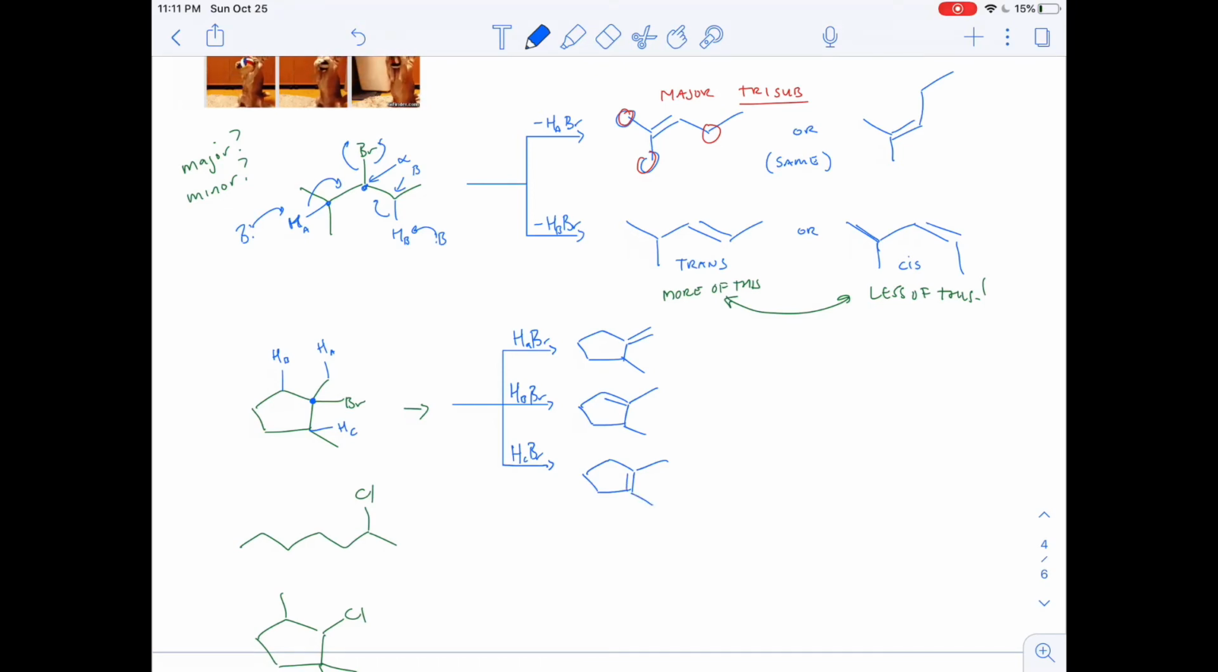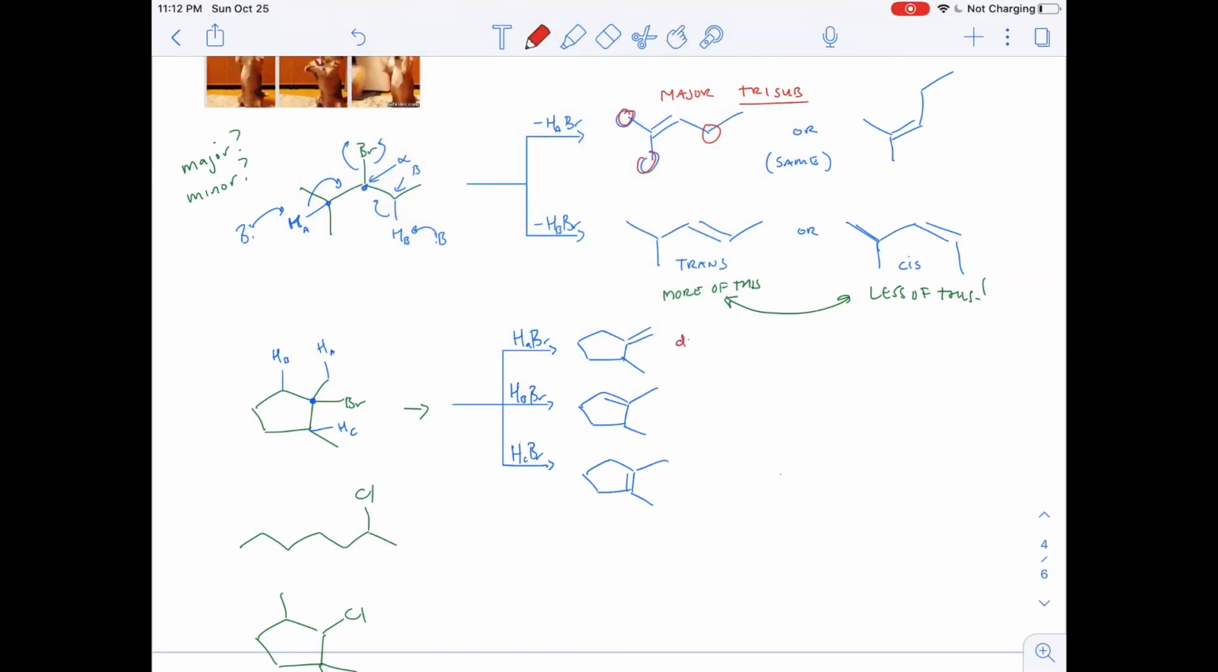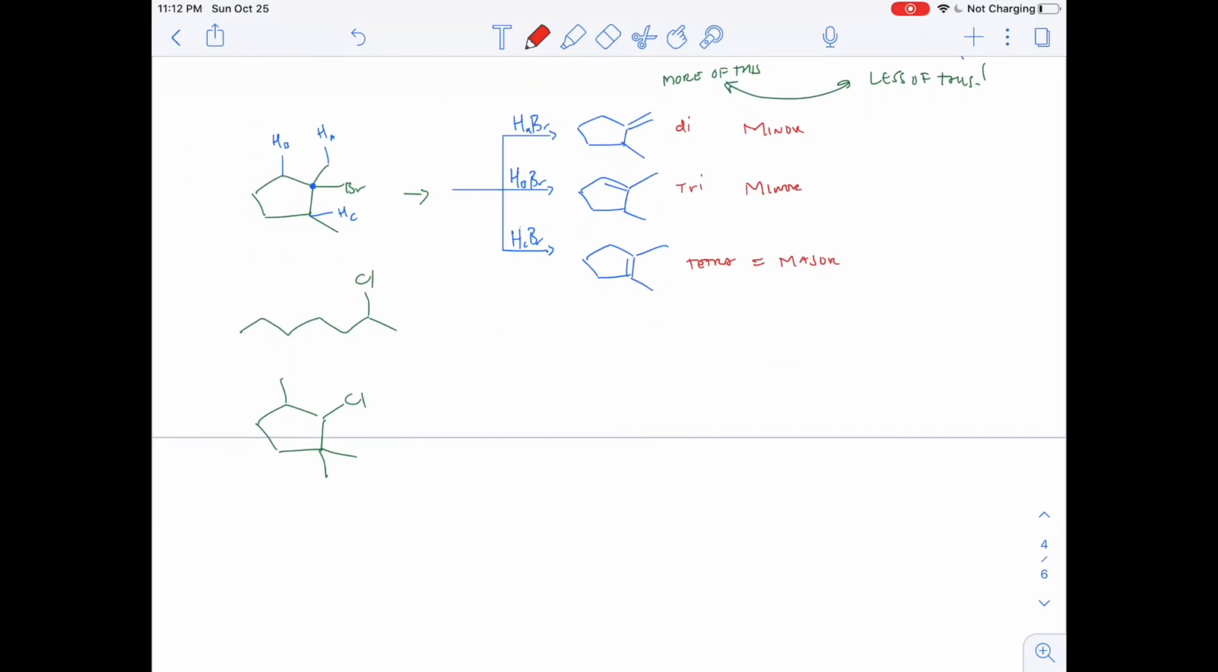And then we got an alkene right here. So that's a nice little tetrasubstituted alkene. So let's classify all these. We got di, tri, and tetrasubstituted. And so if we're going to classify our major and minor, the tetra is going to be the major, and the di and tri are technically both minor because they are formed in lesser amounts than the tetrasubstituted alkene.